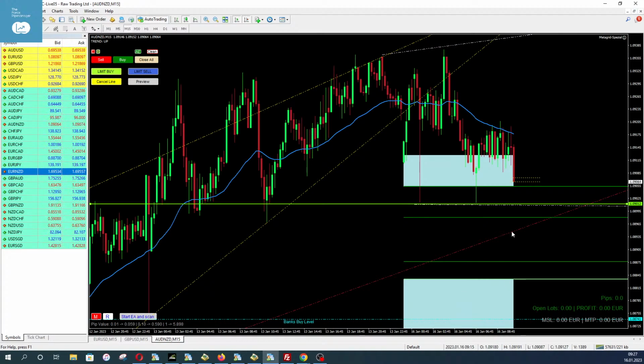And there's a lot of support here. So if this support does not hold, then of course the sellers are really strong today. At the moment they are, but it's possible that they only want to come again into this area to get a cheap price, and then maybe it goes up again. So this pair is tricky today.